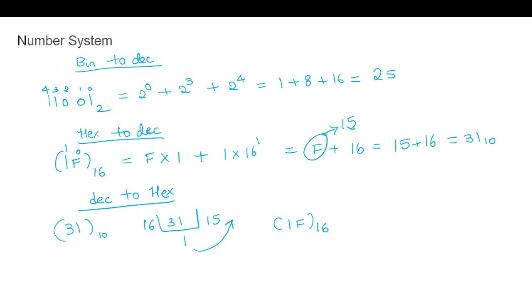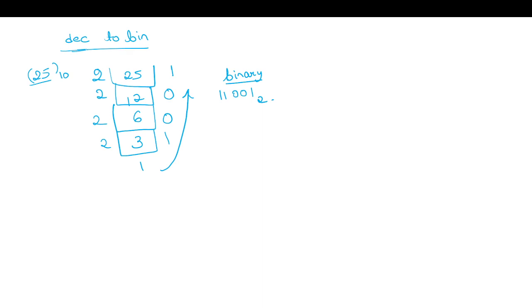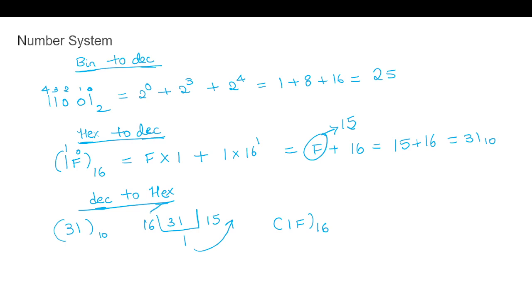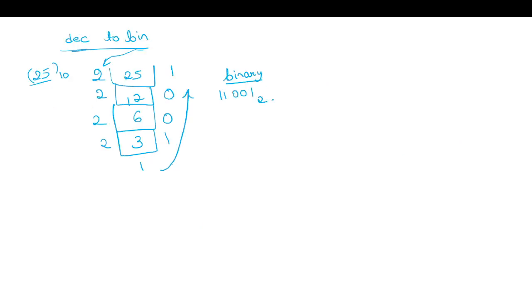In this way, you can see that with the place value, we multiply when converting from any base number system to decimal, and from decimal to any other number system, we perform division by the base: for binary, divide by 2; for hexa, divide by 16; for octal, divide by 8. Okay.